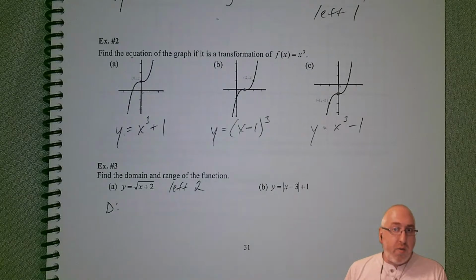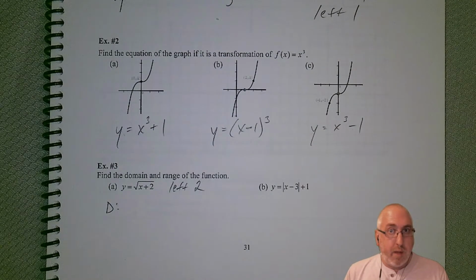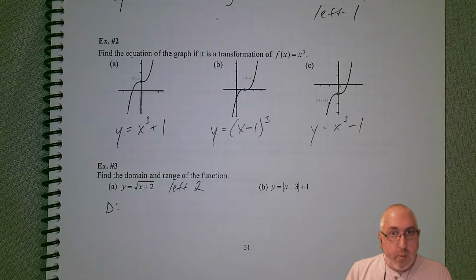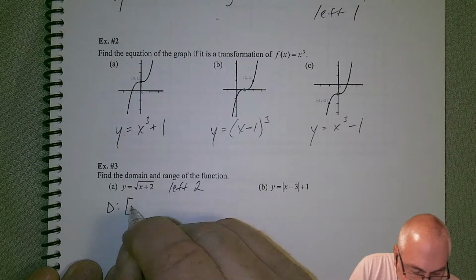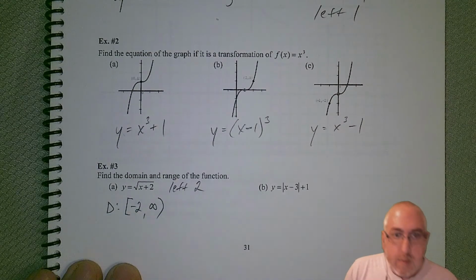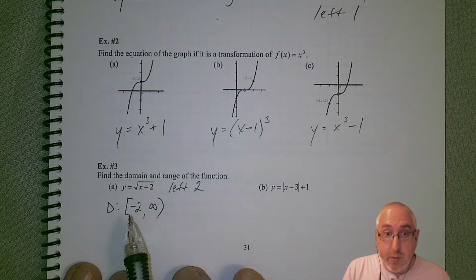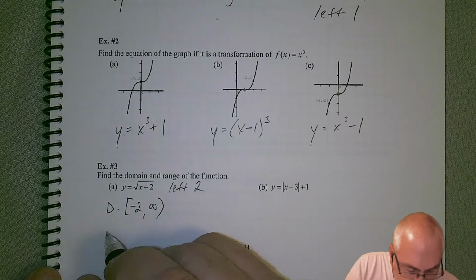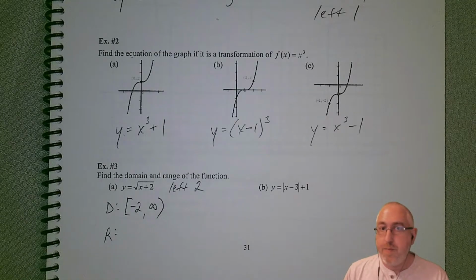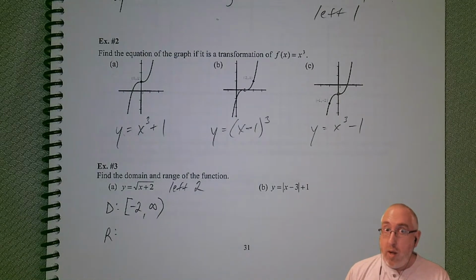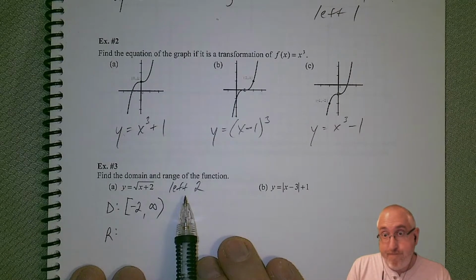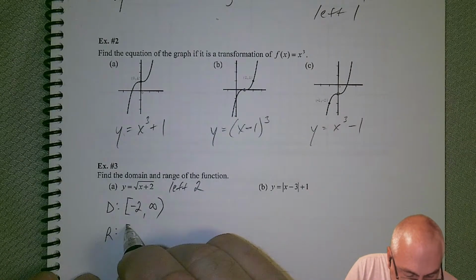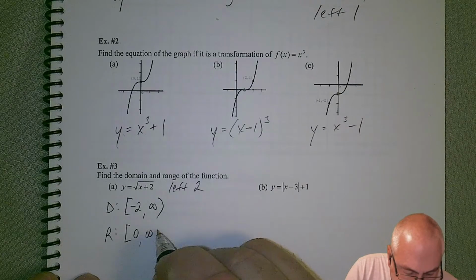So if the domain is shifted to the left 2, it normally starts at 0. So where do we start the domain? Should be starting at -2 now. And we want to include -2, so we want that square bracket. What about the range? Well, the range, remember, is the y values. Do the y values get affected because we shifted the graph left 2? No. So the range doesn't change. It still is going to be 0 to infinity.